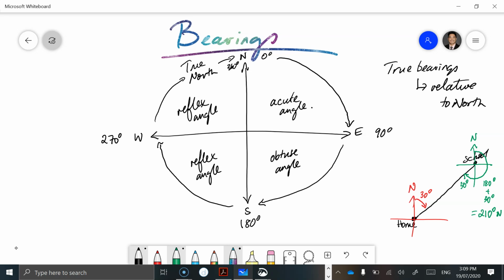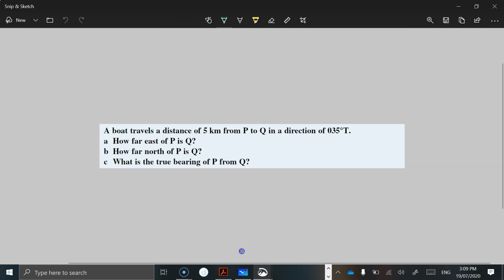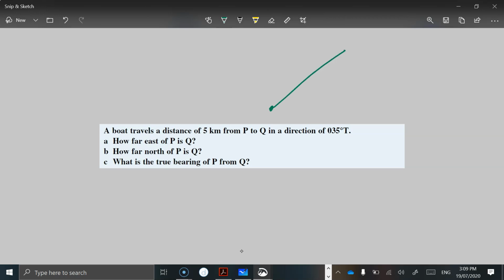I've got a couple of examples that I'd like to run through with you, and we're going to start off with this one here. A boat travels a distance of 5 kilometers from P to Q in a direction of 35 degrees. Now, 35 degrees true north is an acute angle, so we can comfortably say that it's going in that direction for 5 kilometers from P to Q. The question is asking how far east of P is Q, so we want to know this horizontal distance.